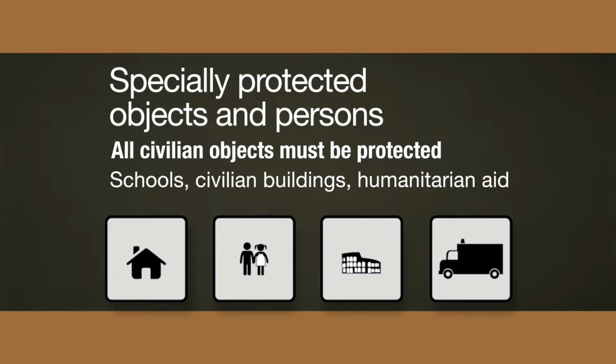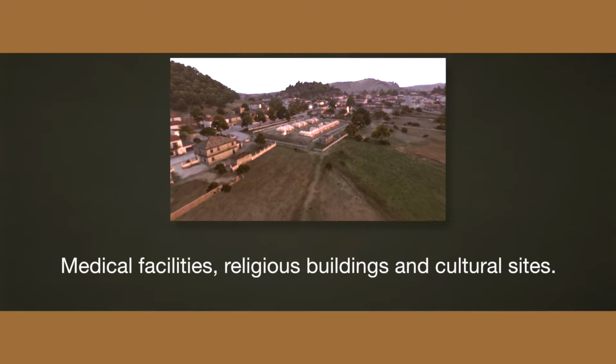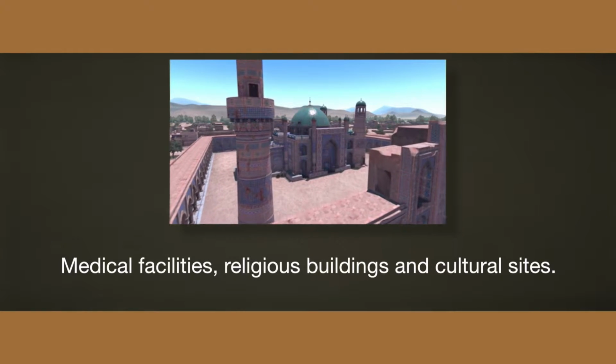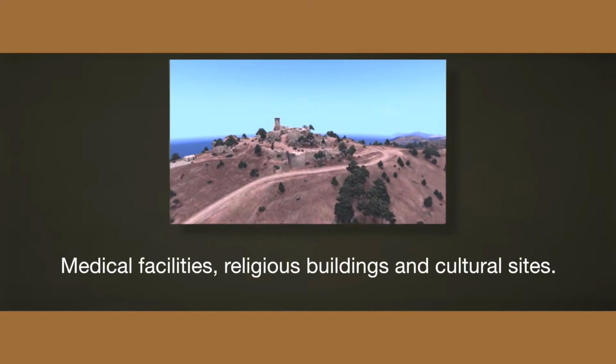In addition, the law of armed conflict gives special protection to certain objects, either because people need them in order to survive or because destroying them will cause particular harm to civilians. These specially protected objects include medical facilities, religious buildings, and cultural sites.